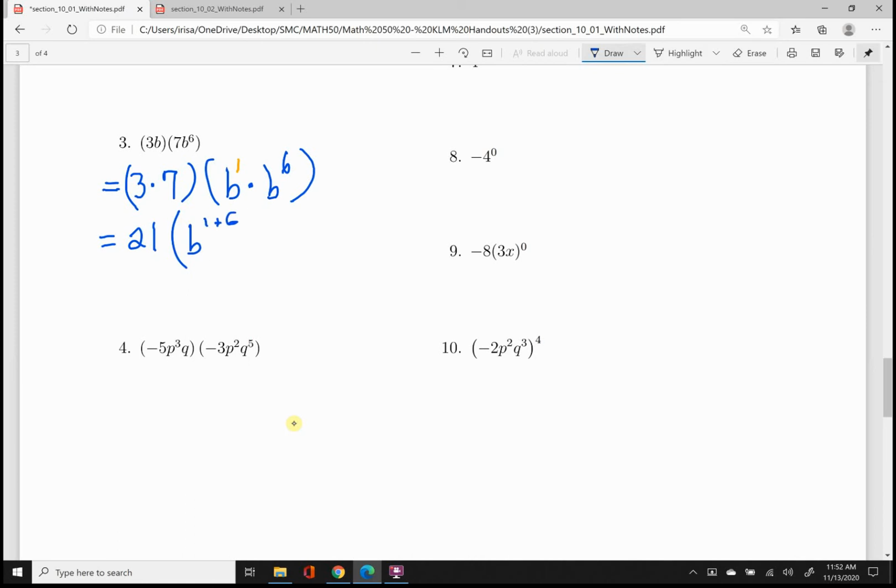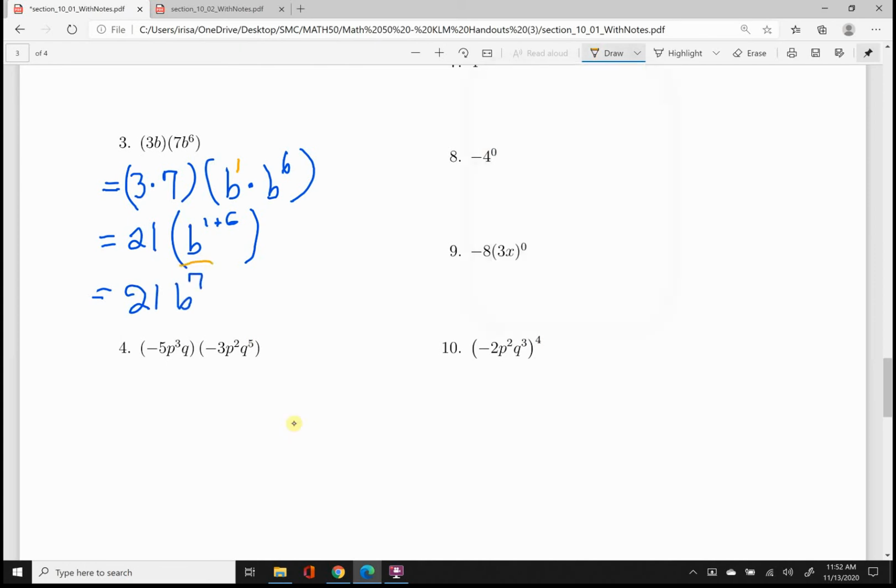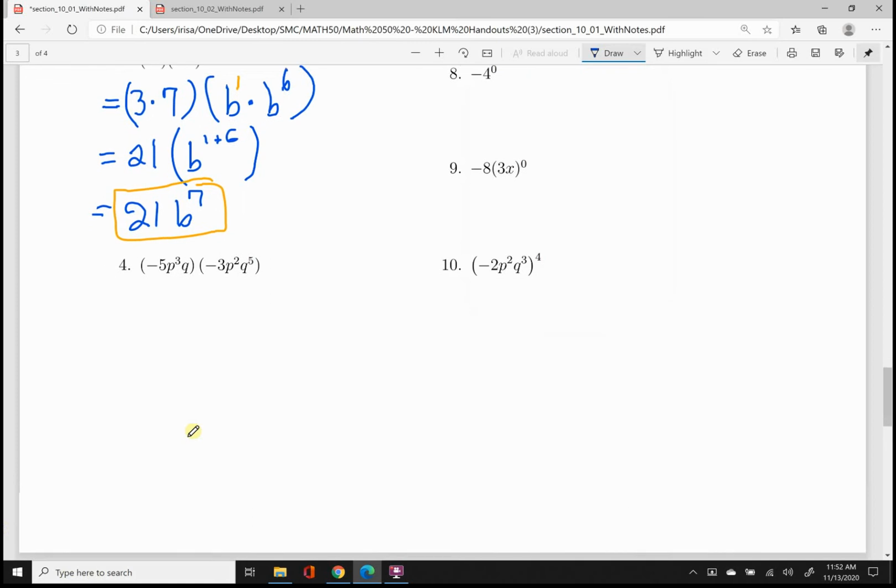So now the exponent on a single factor of b will be to the 1 plus 6th power. Final answer here will be 21 b to the 7th power. All right, cool. So hopefully that's landing real nice in everybody's brain areas. Great, let's do number 4, which is going to be very similar.